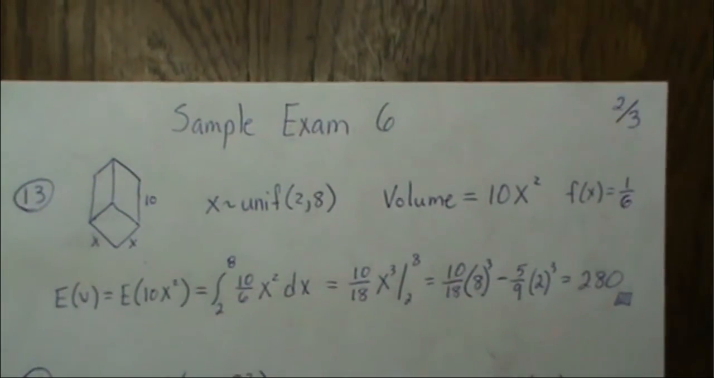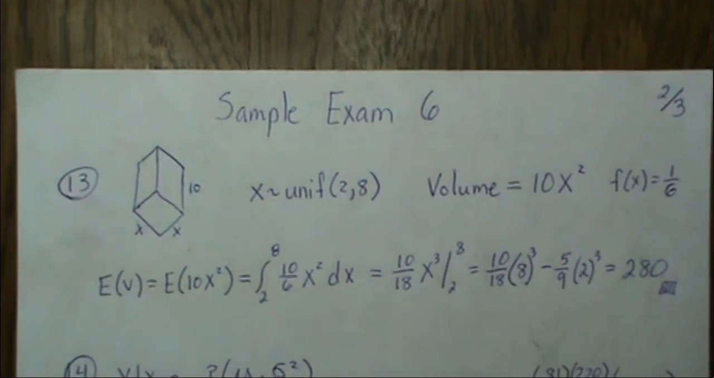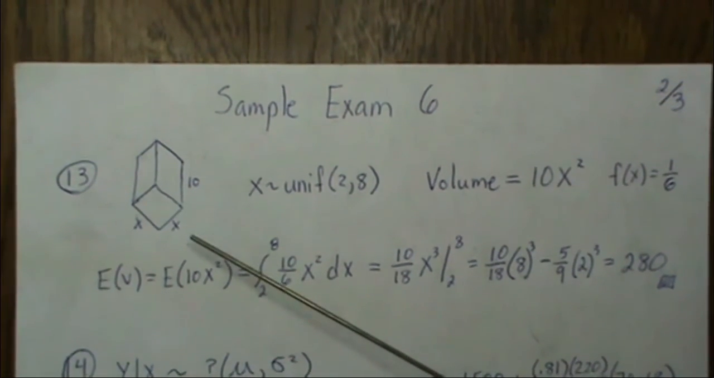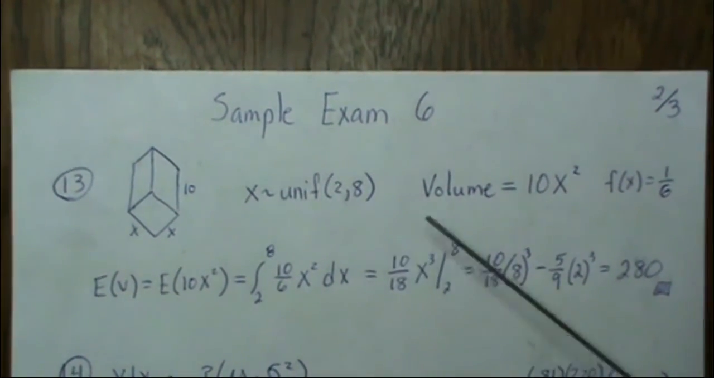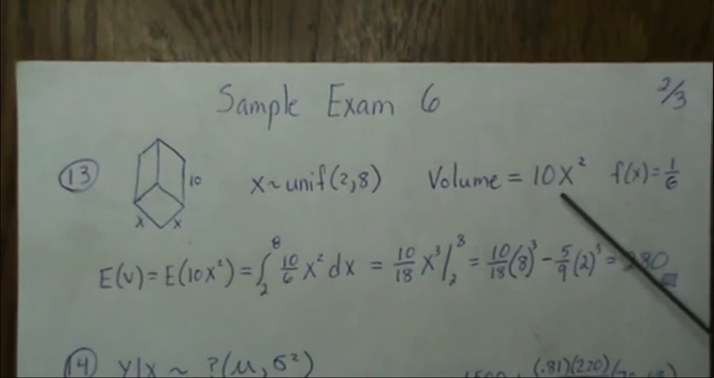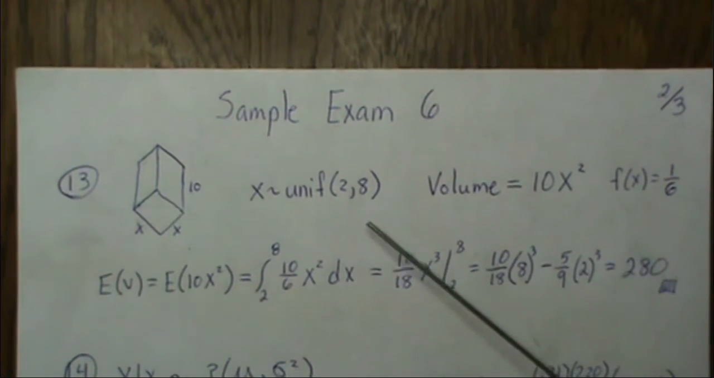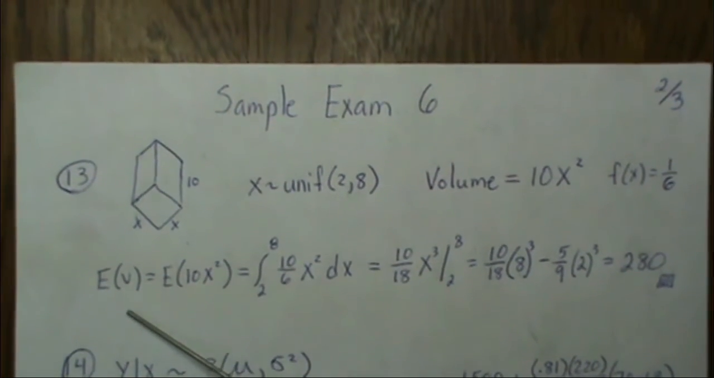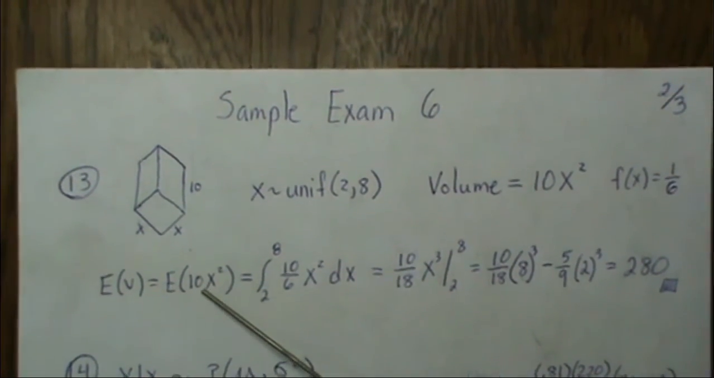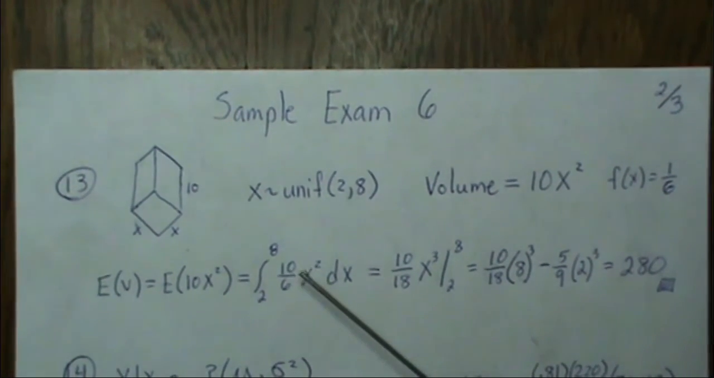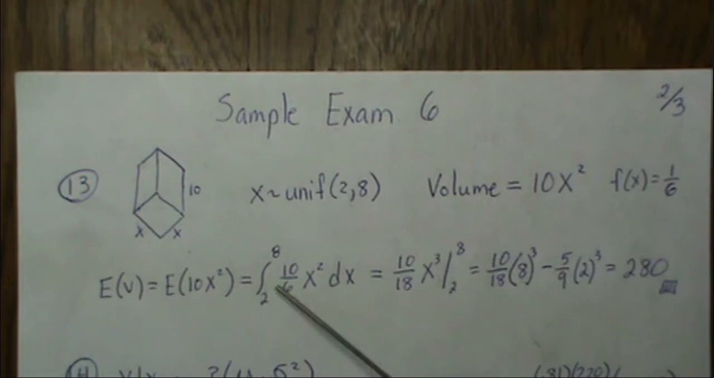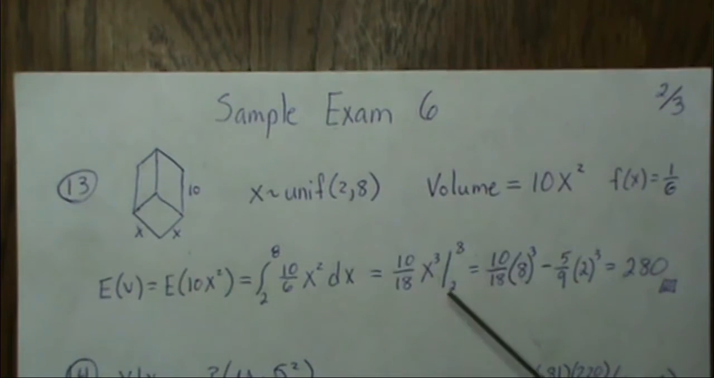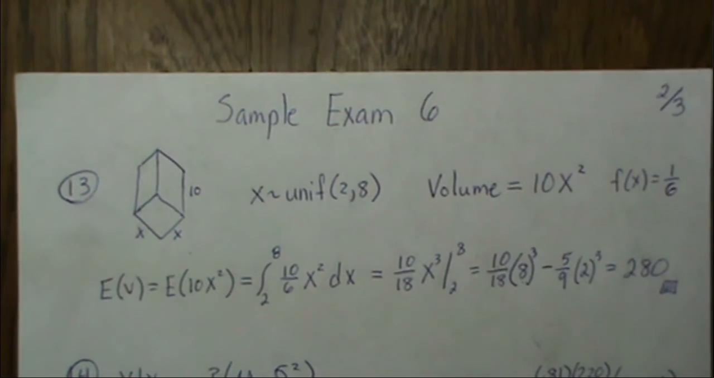Now, number 13, we're looking at a box and we want to find the expected volume of this box. So they give us that x is uniform 2 to 8. Volume is 10 times x times x. The density is f of x, 1/6. So for this expected volume, plug it in. You put this in the density. So 10x squared, which is this, divided by 6. That comes from here. Integrate x. You get 280 as your answer.